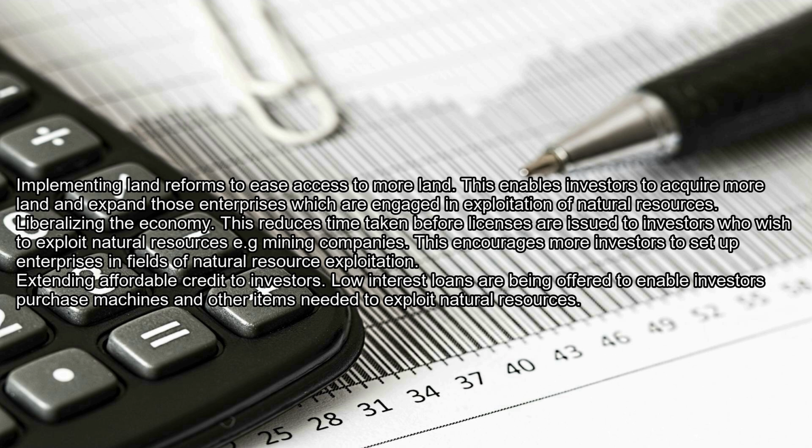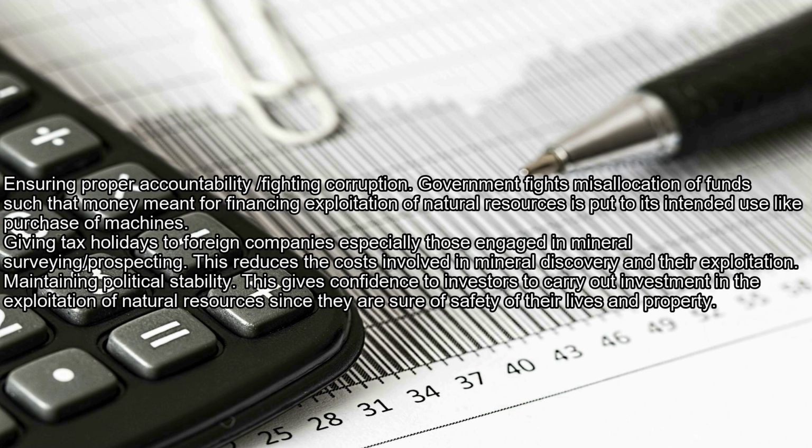Extending affordable credit to investors. Low interest loans are being offered to enable investors purchase machines and other items needed to exploit natural resources. Ensuring proper accountability/fighting corruption. Government fights misallocation of funds such that money meant for financing exploitation of natural resources is put to its intended use, like purchase of machines.